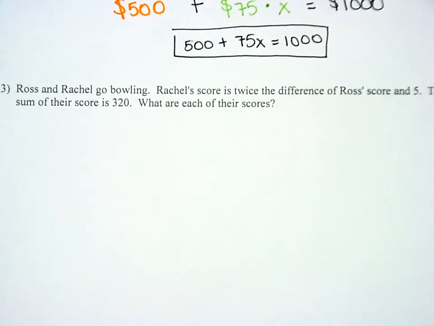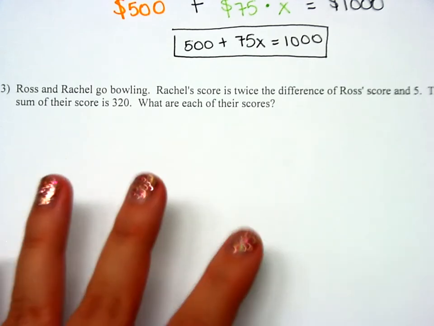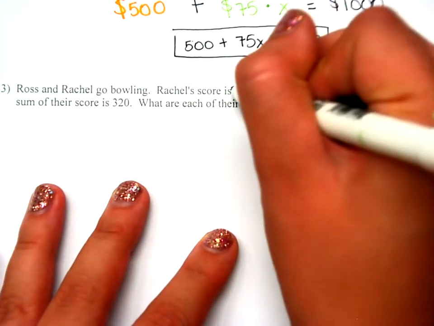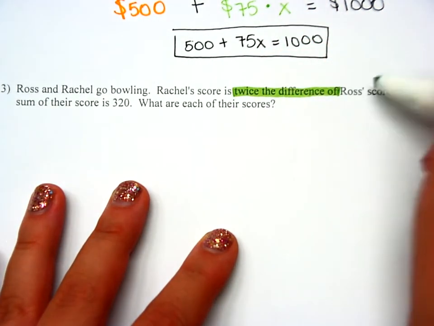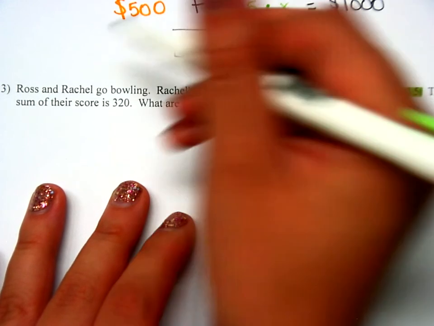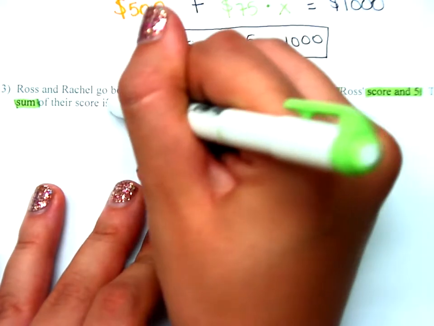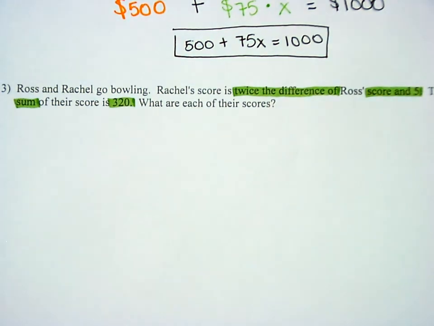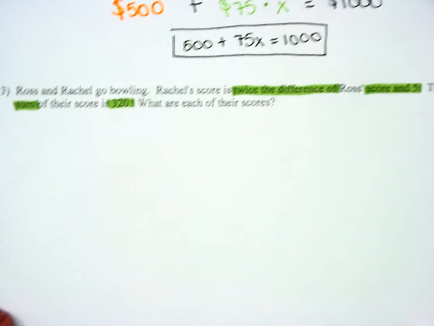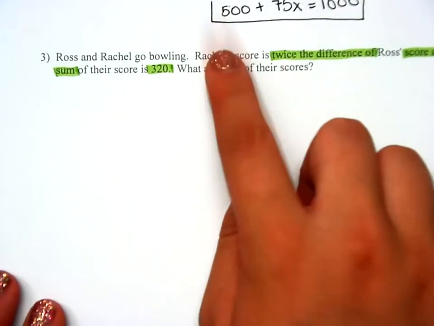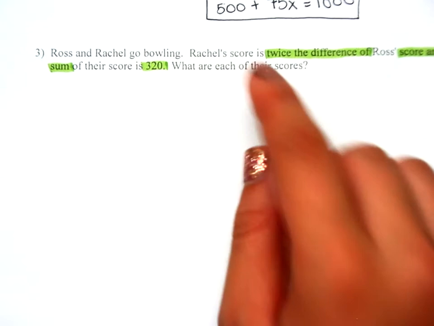Okay, so lots of stuff I see going on here. Let's first just highlight some good phrases. So I see twice the difference of, and then I see the score and 5, and then I see sum is 320. All right, this one's a little tricky. Let's get into writing our equation. The first thing I want to do before I even get into my equation is I need expressions for Rachel and Ross's scores because we don't know what they are.